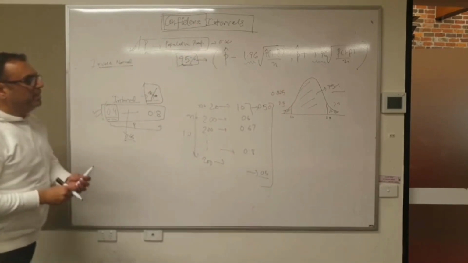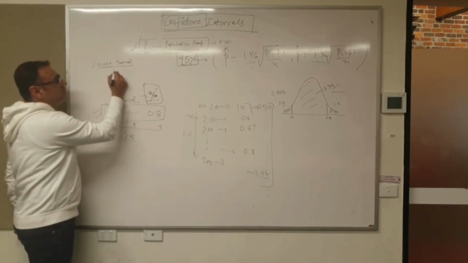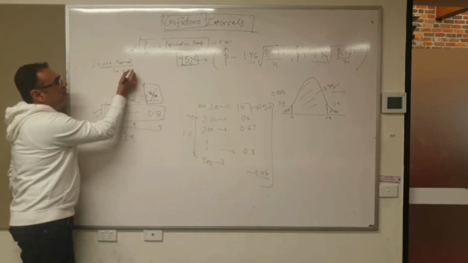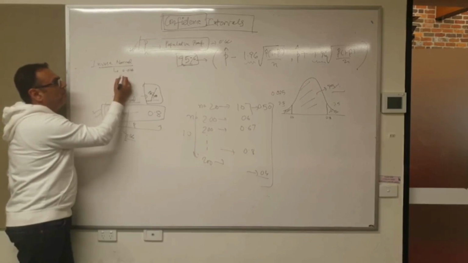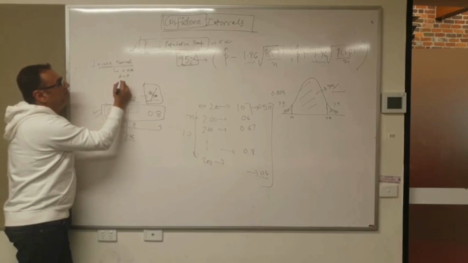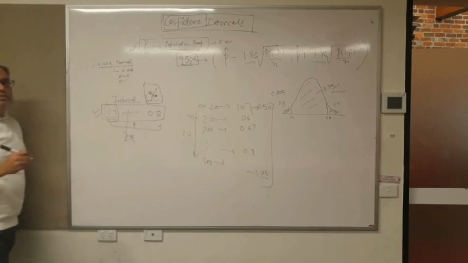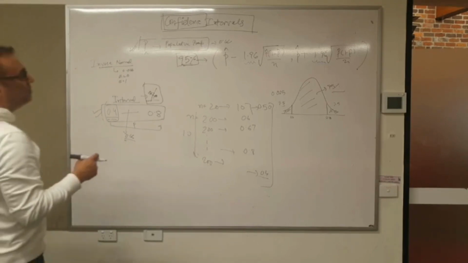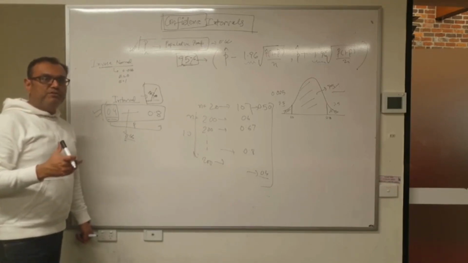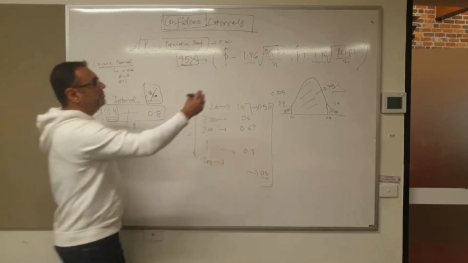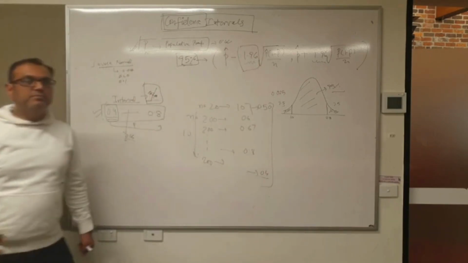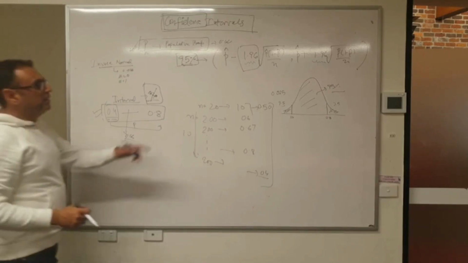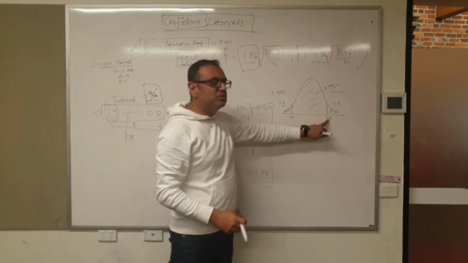Yeah, okay. Now, go to your inverse normals. Put your area as 0.025. Put your mu equals to 0, the standard normal, and your sigma equals to 1. See, what do you get? What do you get, Chris? Negative 1.96. That's precisely what this is. Right? And from symmetry, this will be a positive 1.96.